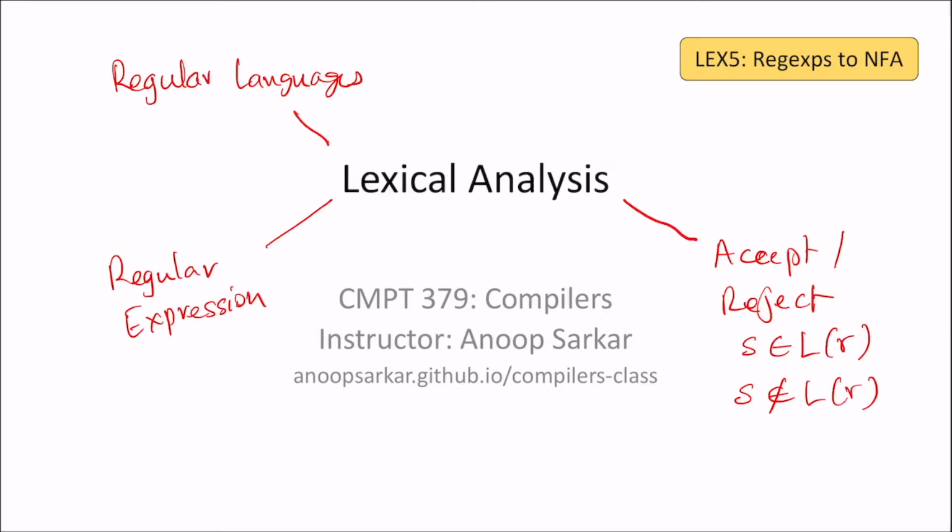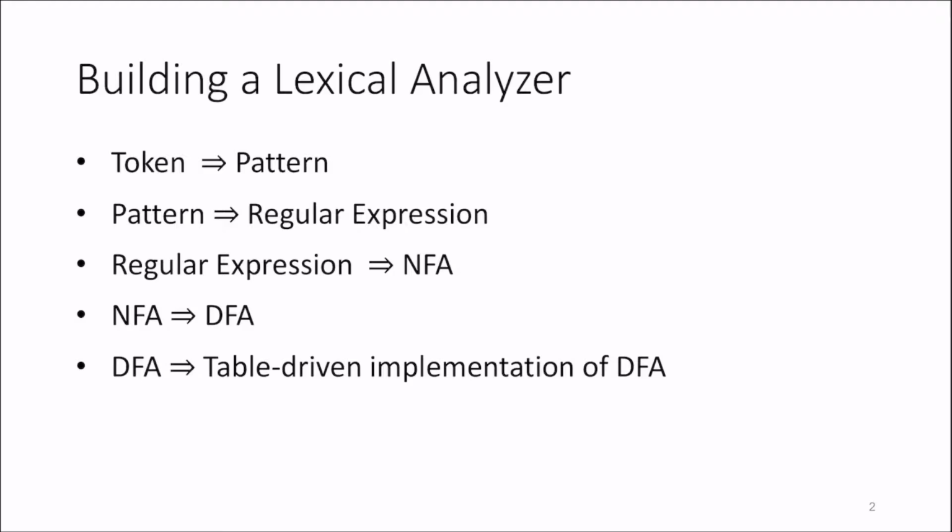And now the last step is the topic of this fifth video lecture, LEX5, which is how do we take a regular expression and convert it into a non-deterministic finite state automata. And the reason we would want to do that is to use this recognition algorithm in order to implement our lexical analyzer. So in order to build a lexical analyzer, we start first with the notion of a token, and we define what that token should be using a pattern.